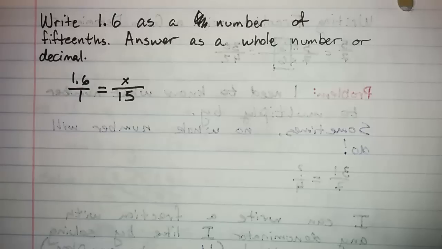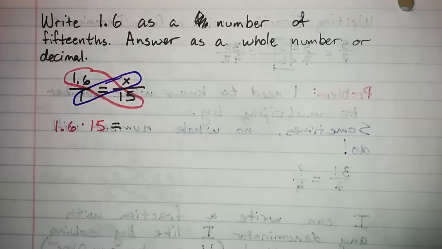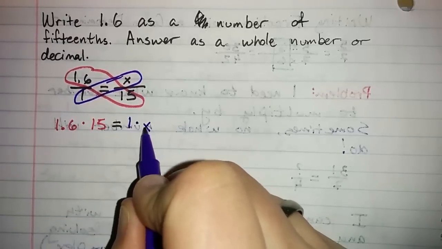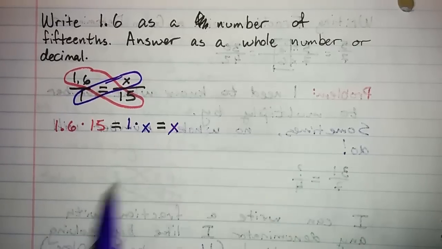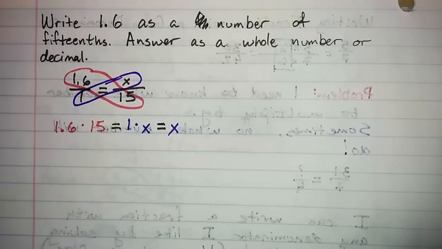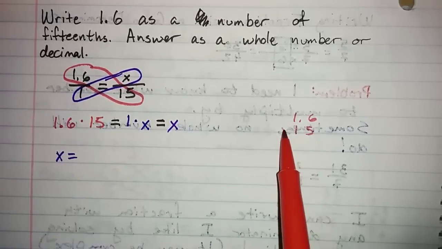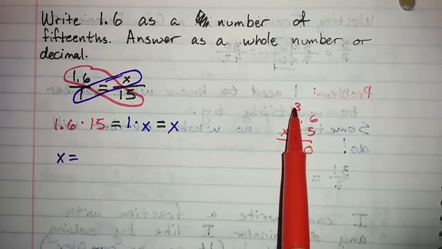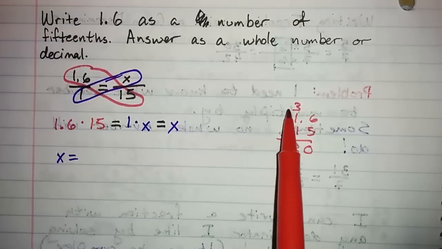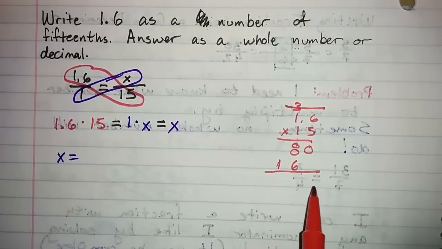Okay, let's look at the cross products. I have 1.6 times 15, and I want that to be equal to 1 times x. Again, I'm multiplying x by 1. Yay! So that's just x. So I need to multiply 1.6 by 15, and that'll give me my x. 1.6, 15: 5 times 6 is 30. 5 times 1 is 5, plus 3 is 8. 1 times 6 is 6. 1 times 1 is 1. Add them up.